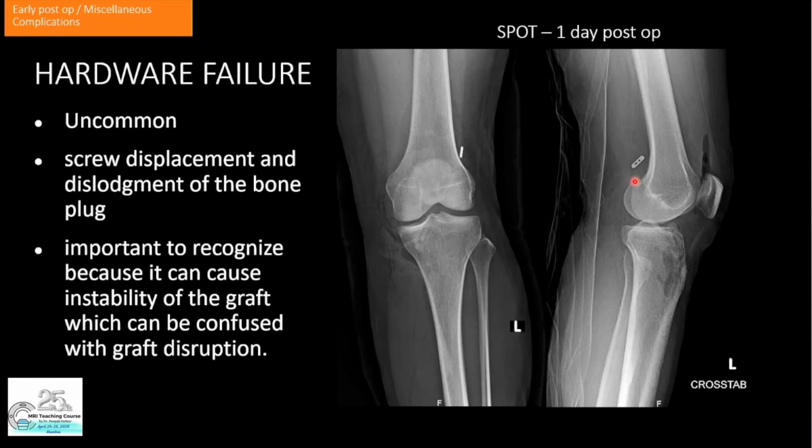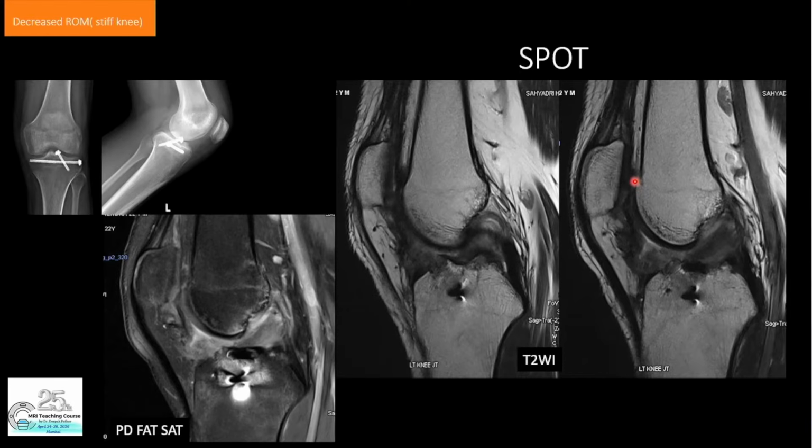Now in this case, the graft has not failed. It's just that the endo button has got displaced, and therefore the surgeon just went inside and repositioned the endo button and fixed the graft once again. So it's important to recognize these kind of complications.